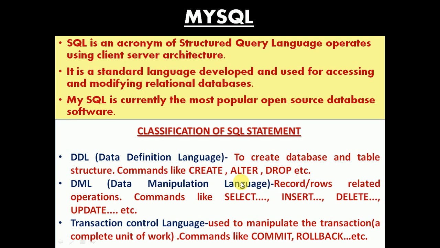In this category, the commands which are used to manipulate the values, or to add the values, or to show the values, are known as data manipulation language. Then the next category is transaction control language. Transaction control language is used to manipulate the transaction, and transaction means the complete unit of work, meaning the set of statements which perform a specific task is known as a transaction in SQL, and the commands which are used to control those transactions are known as TCL commands.